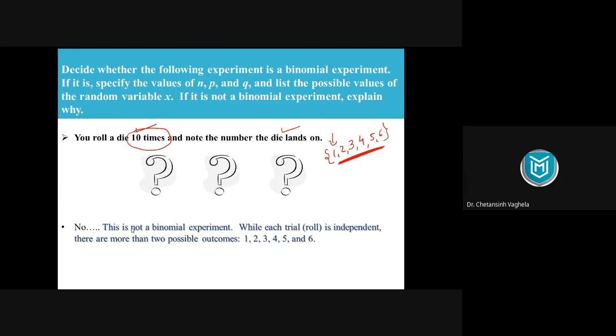No, this is not a binomial experiment. While each trial is independent, every try is independent as we discussed, there are more than 2 possible outcomes: 1, 2, 3, 4, 5, 6. Nishtha, if we want to transform this into a binomial experiment, what should we do? It is not a binomial experiment right now, but to make it binomial, just one small change is needed.